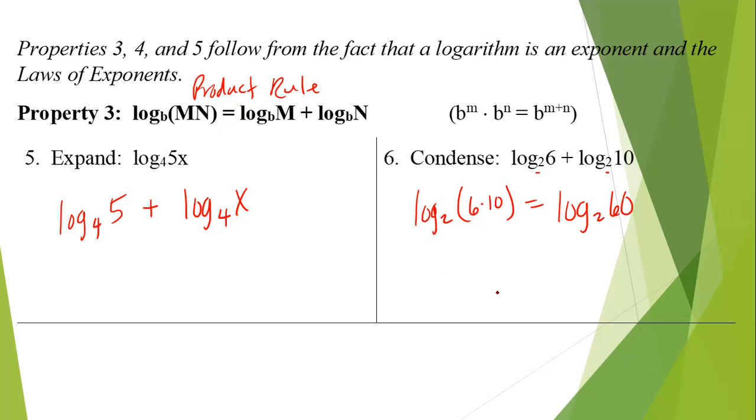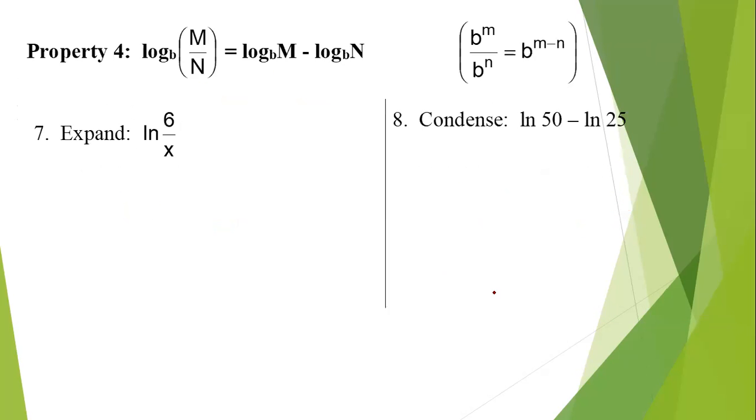How do we fill out property 3? Okay. Property 4 is our quotient. Remember, quotient is division, right? If I'm dividing, I can expand it to subtraction. If I'm subtracting, I can condense it to one single division. To expand the natural log here, because the same rules apply to log and natural log, if I have natural log of 6 over x, it can be expanded to the natural log of 6 minus the natural log of x.